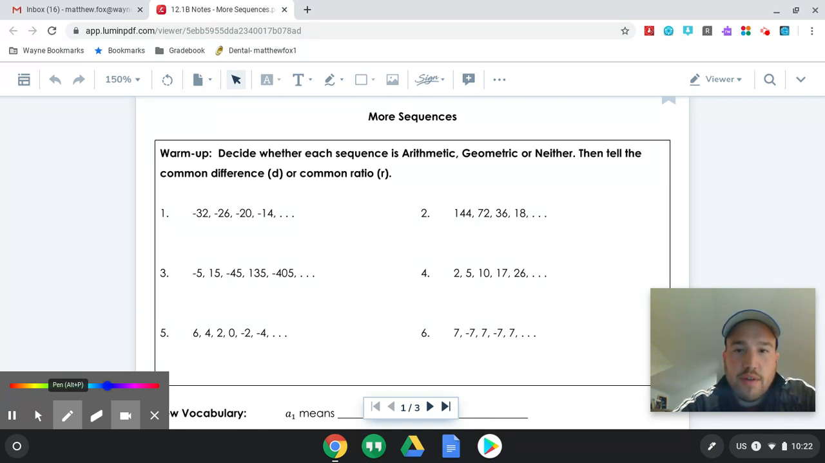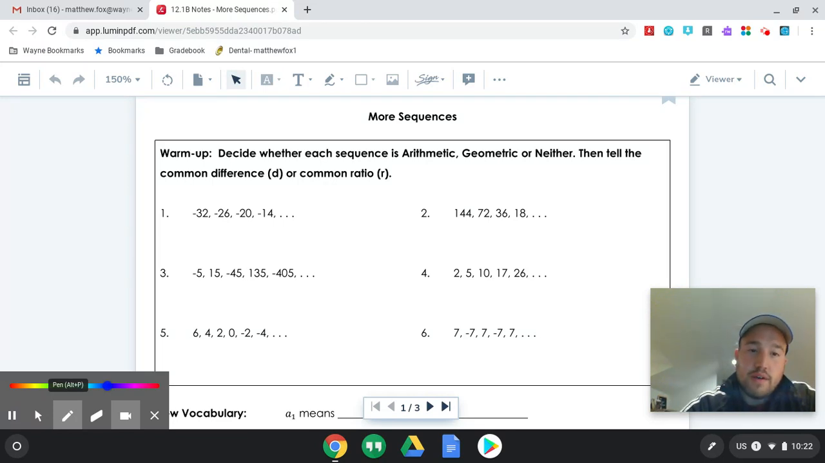Now, remember that arithmetic is when we have it be adding or subtracting a consistent amount. Geometric is when it is multiplying, or sometimes it appears to be dividing. But we said yesterday it's the same as multiplying by the reciprocal. And neither is when there's no pattern that we notice, or maybe we notice a pattern, but it's not with a common difference, something constant about it.